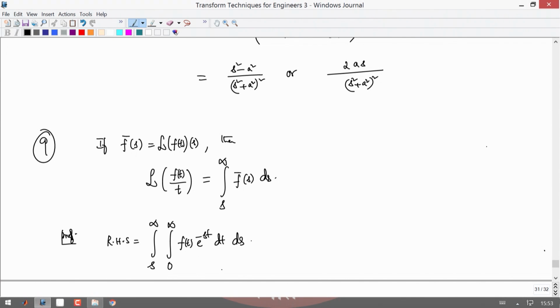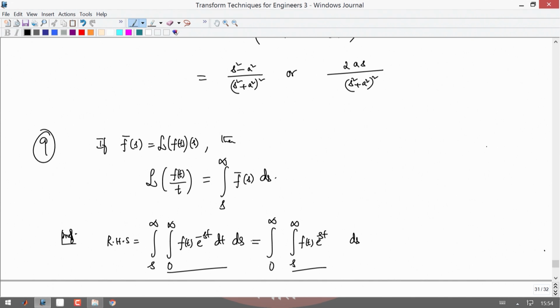So, you see this integral is a uniformly convergent integral, that f bar of s. You are integrating with respect to s from s to infinity. So, this integral I can take inside because of uniform convergence. So, 0 to infinity, I can do from s to infinity of f of t e power minus st dt ds. So, this s integral I can take inside. That is what this integration we are doing inside.